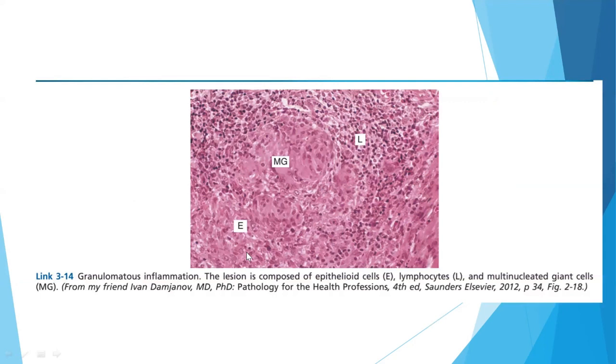Now, this is a very important figure, a very important histological image that you need to remember, I hope, for the rest of your life. So this is the figure of granuloma, of granulomatous inflammation. And we can see here the epithelioid cells. These are the epithelioid cells. These are multinucleated giant cells here. And these are the lymphocytes here.